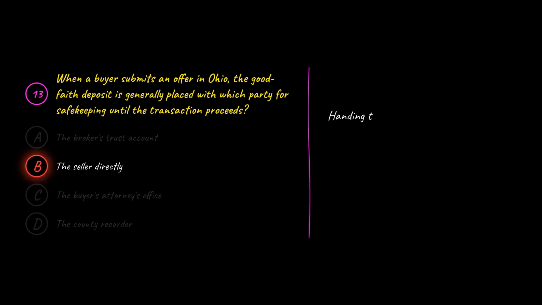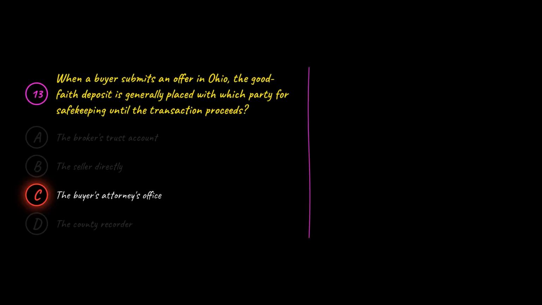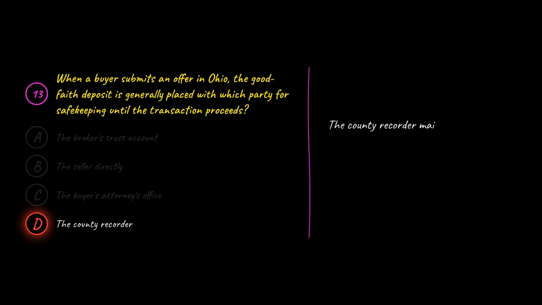B is wrong because handing the deposit straight to the seller defeats its purpose as protected good faith money. Ohio law keeps it in a neutral trust account so it is not released to either party prematurely. C is wrong because the standard Ohio practice places earnest money in the listing broker's trust account, not the buyer's attorney. The broker is the customary neutral holder of these funds. D is wrong because the county recorder maintains land records and recorded documents. It has no role in holding a buyer's earnest money deposit during a pending transaction.